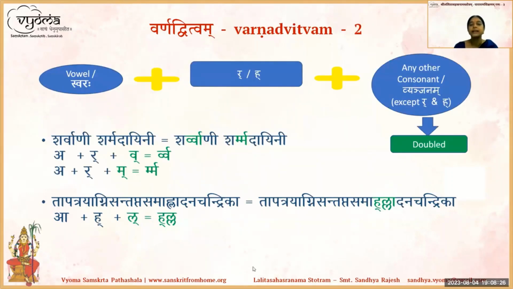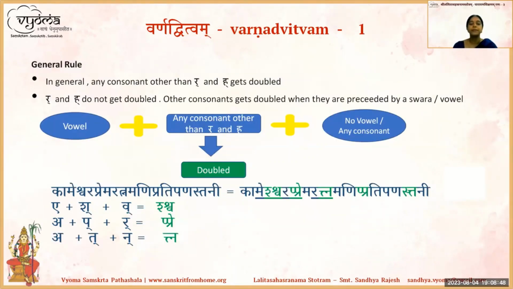So let us look at another example with a small change in the way the doubling happens. Now, in the previous slide, I told you that there can be a vowel plus a consonant, a Vyanjana, which is not Ra and Ha, which is followed by another consonant or a vowel, which is a Swara, right? So we saw the example of Kameshwara Premaratna Mani Pratipanastani, vowel plus any consonant other than Ra and Ha, and then another consonant. In that case, the first Vyanjanakshara gets doubled.